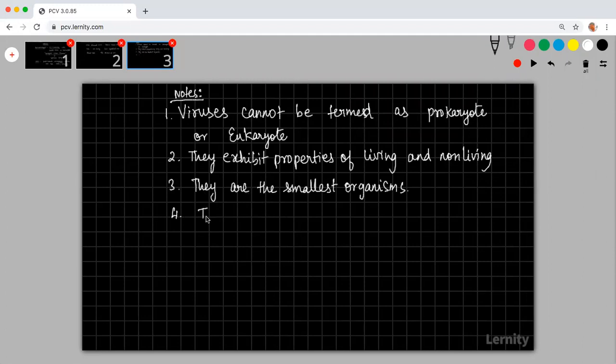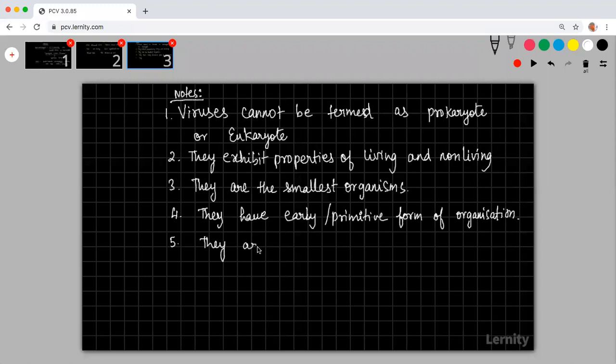And they have an early or primitive form of organization. They are highly evolved parasites.